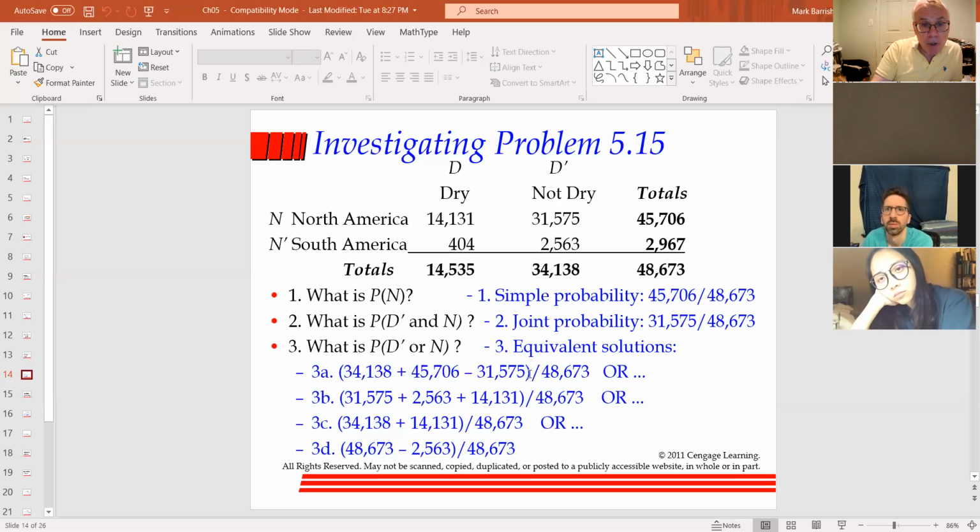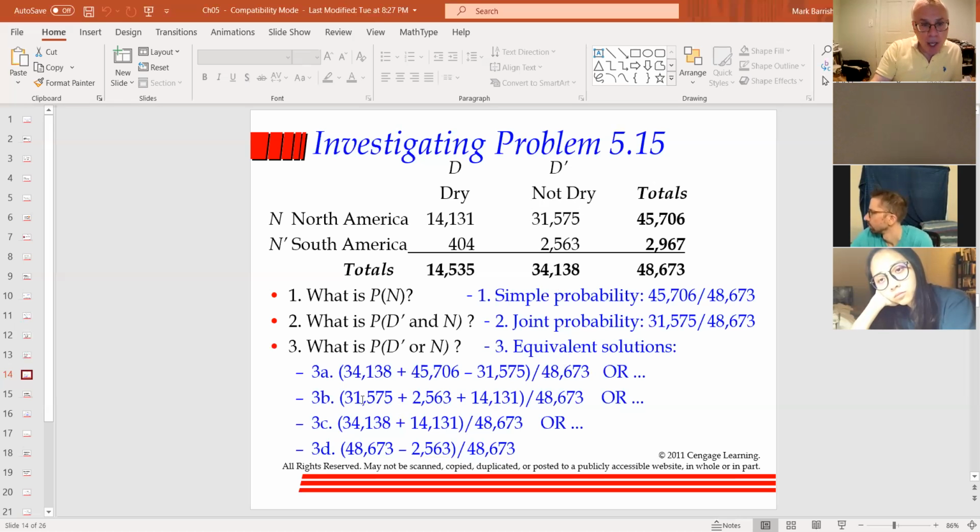So I would pay attention to A here. A looks right. Do you understand how I did it? I simply added the marginal totals. The or means add, right? So you simply add the probabilities. Now the denominator is going to be the same for both of these, 48,673. We're just looking at the numerators. The numerator of this is 34,138. The numerator of N is 45,706, this row, and we subtract whatever's common between them, which is the 31,575. That's the reasoning behind that.